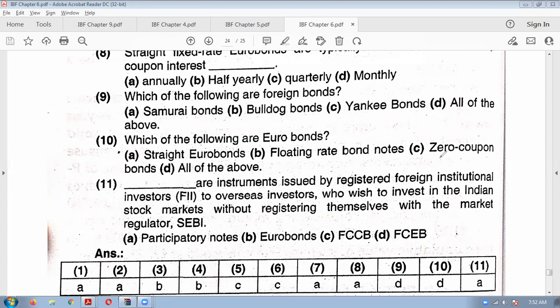And zero coupon bonds we have seen. It is a type of bond where interest will not be paid. It will be issued at a discount but repaid at face value. So the difference will automatically become the gain for the investor.